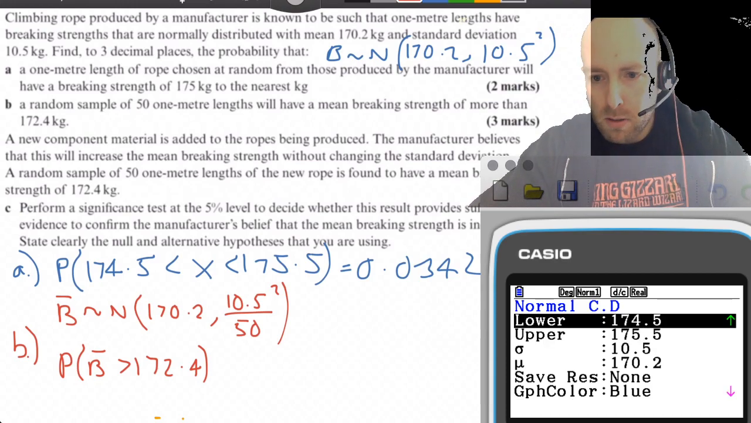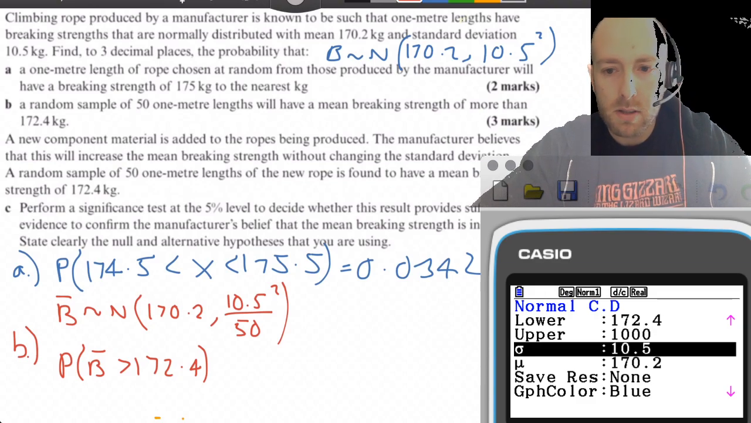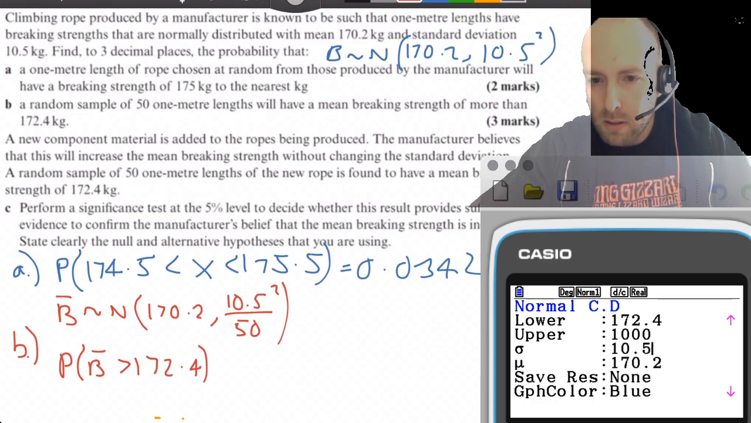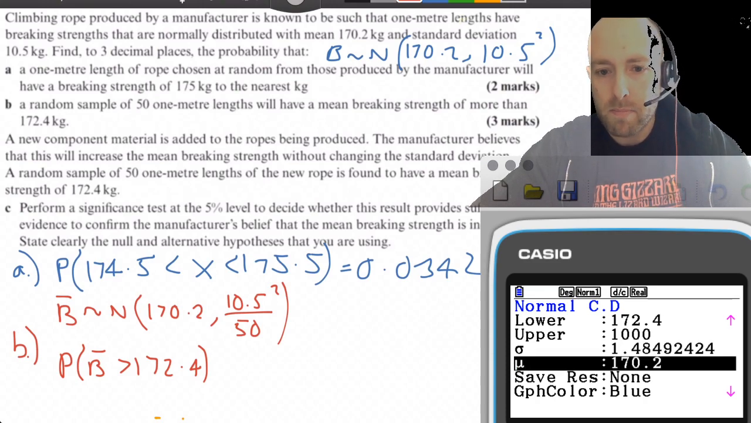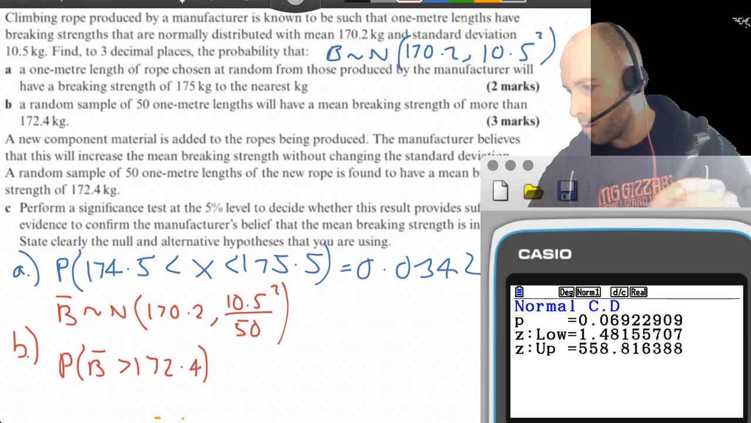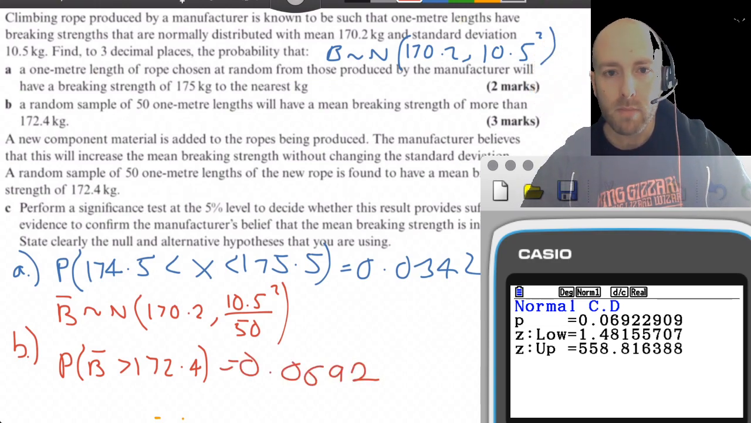So lower is going to be 172.4. Upper, I'm just going to stick in 1000 for that one. Sigma 10.5 divided by square root of 50. And mu is the same. So you should get 0.0692. Of course, everyone wrote that.